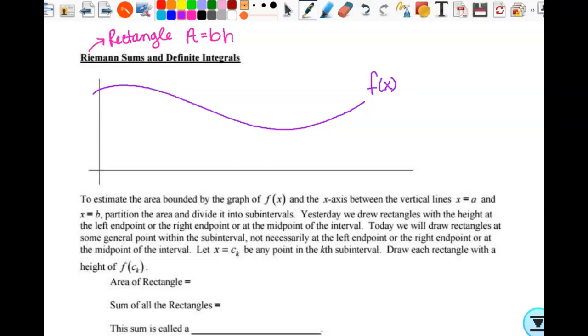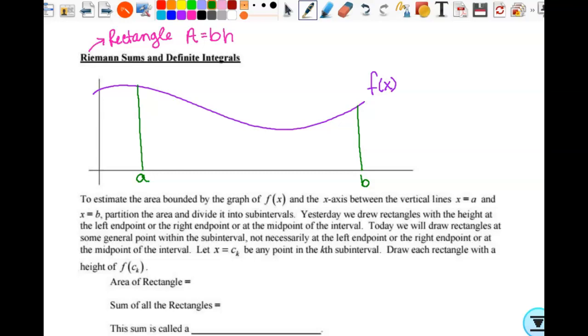All right. So anyway, to estimate the area bounded by the graph and the x-axis between the vertical lines x equals a and x equals b, this is going to be a, and we'll just put b down here somewhere. So we want to estimate the area under that curve, right? And we divide it into subintervals, which we'll get to in just a minute.